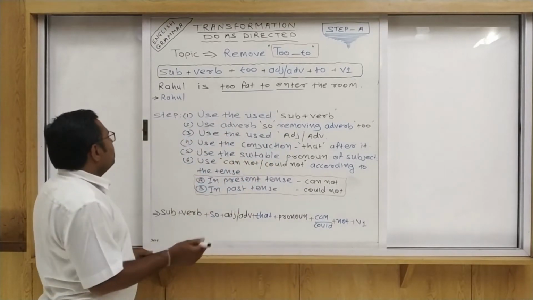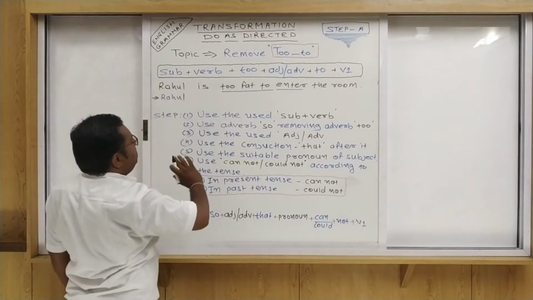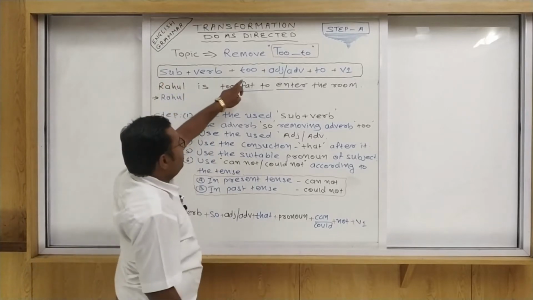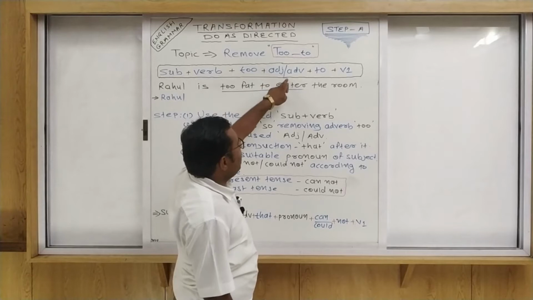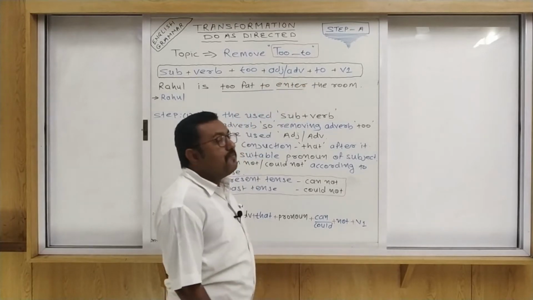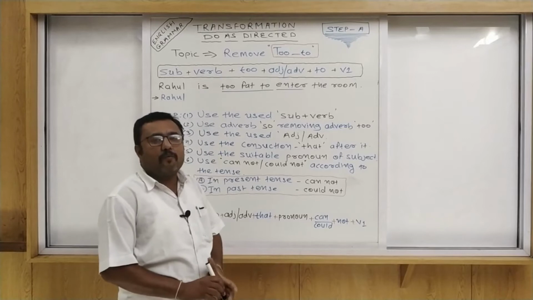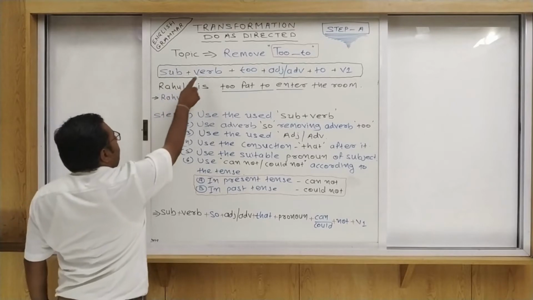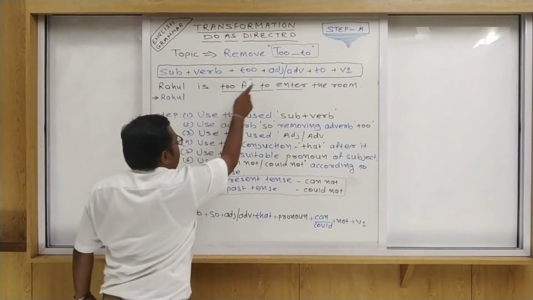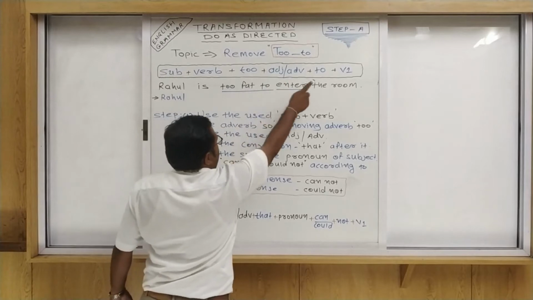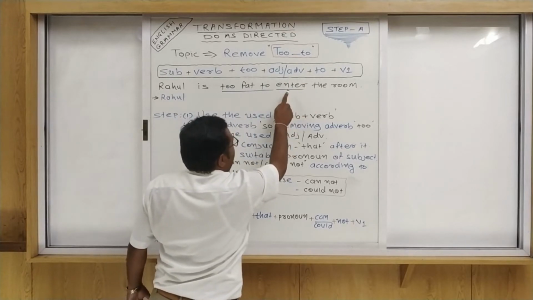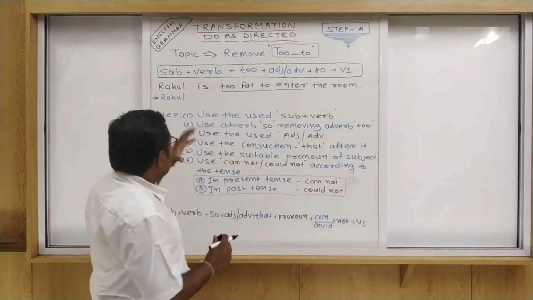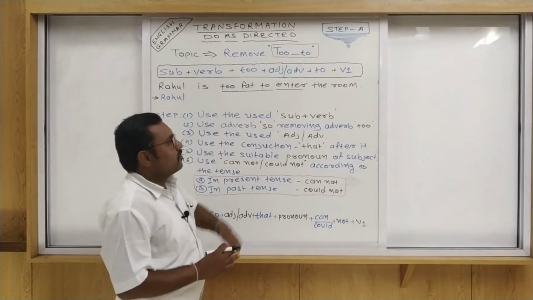Okay. Now see the structure of 'too'. First comes the subject, after that the verb, then 'too', after that the adjective or adverb, then 'to', then V1. V1 means the main verb. What is the subject here? Rahul. The verb is 'is', the adjective is 'fat', 'to' plus V1, the main verb, is 'enter', and 'the room' is the other words. So, Rahul is too fat to enter the room.